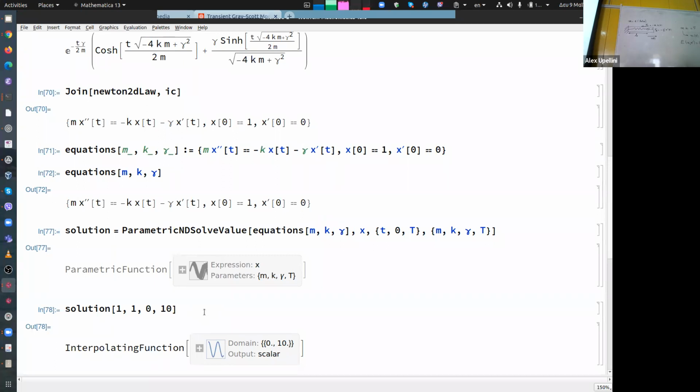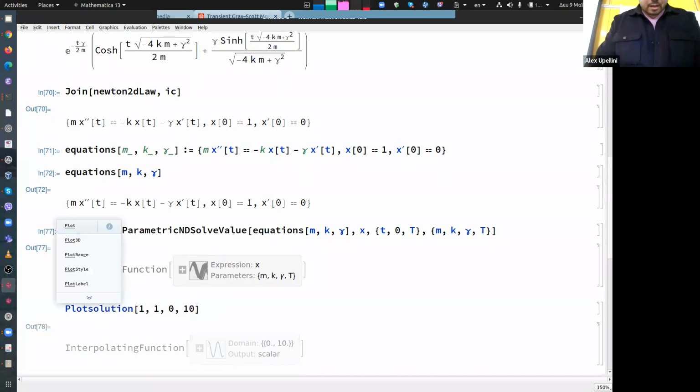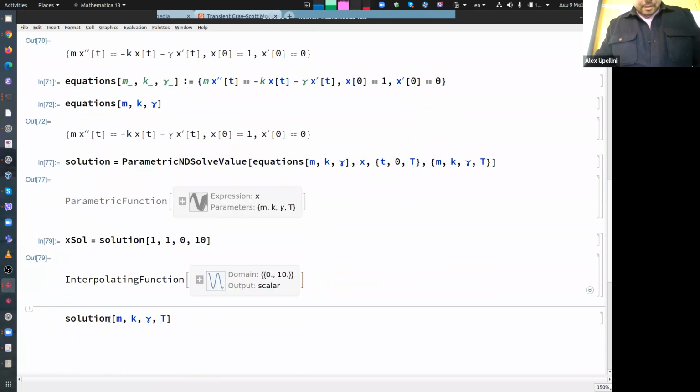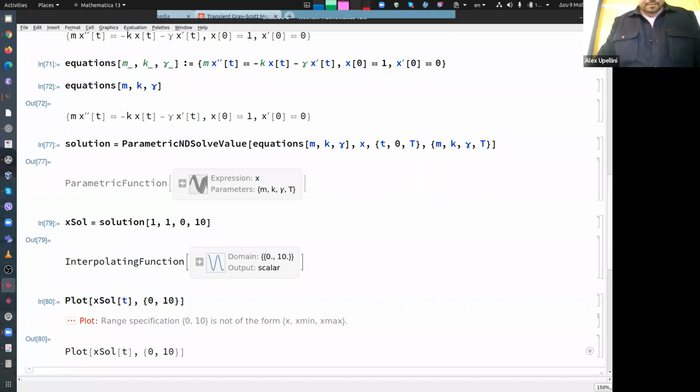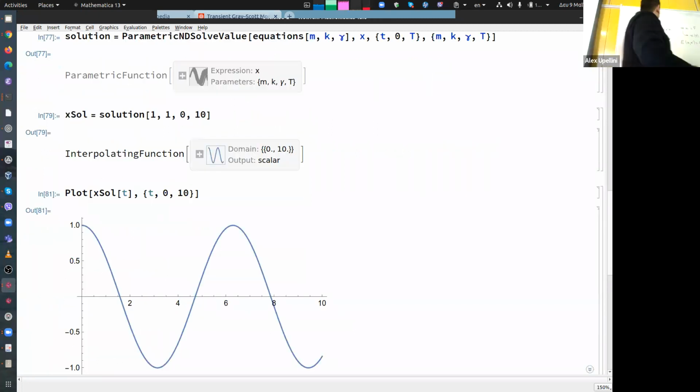But this is the best. In my personal choice, having the function is always the best, because you can evaluate the function directly, derivate the function. So I can do the plot. Well, let's say x solution is this function. And now I can say plot x sol of t for t from 0 to 10. Yeah, thank you. So my spring, when there is no friction term, is always oscillating as a cosine function.